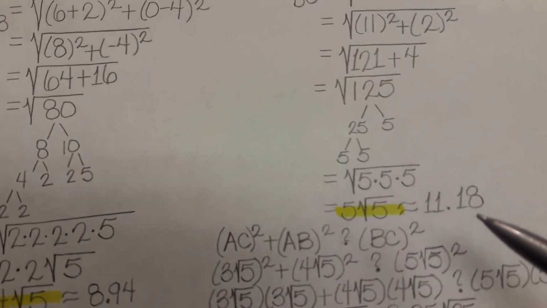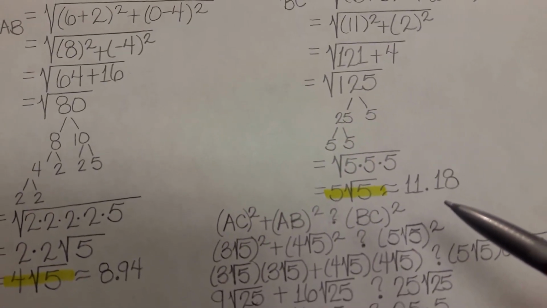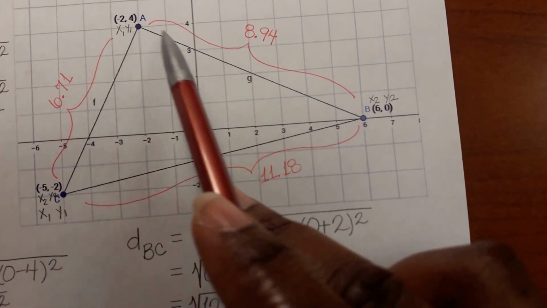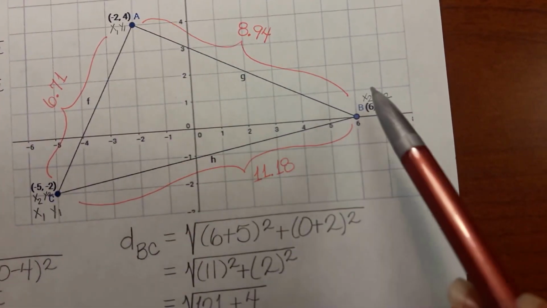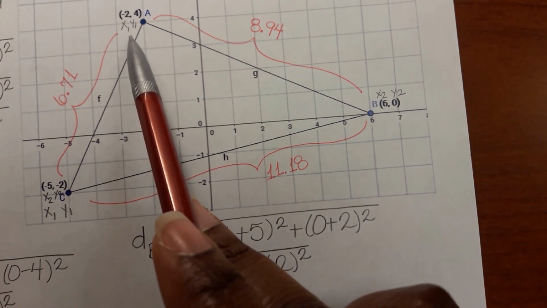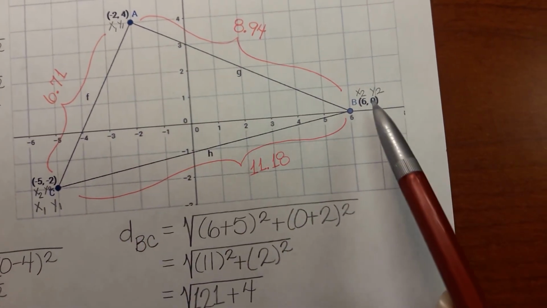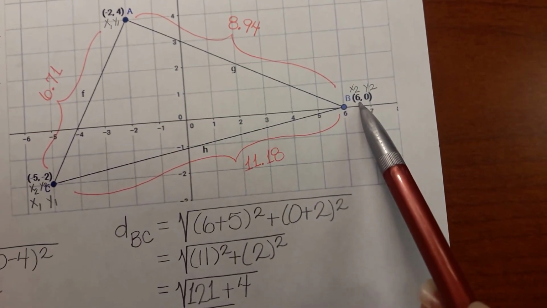So the next side I want to look at is my distance from side AB. So that is this side here. Again, I kept x1 and y1, and I labeled B, y, x2, y2.